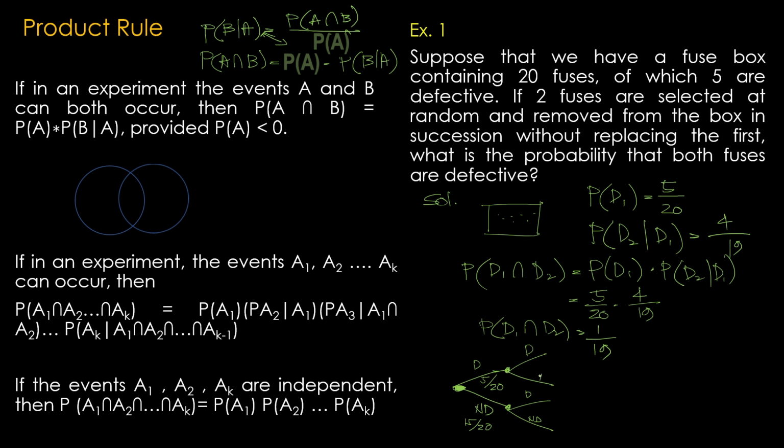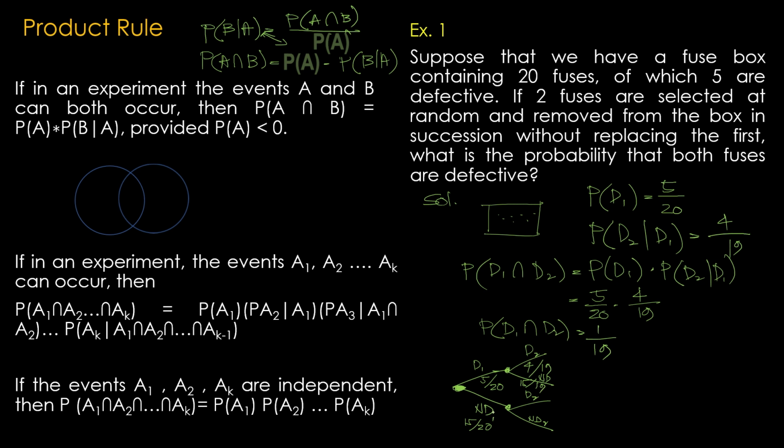Okay? So the probability of, let's just put subscripts so you won't get lost. The probability of getting a defective fuse after you've drawn a defective fuse, of course, the number of fuses has been lessened and the number of defective fuses has been lessened. So the probability of this one is equal to 4 over 19. And for the ND, that would be 15 over 19.